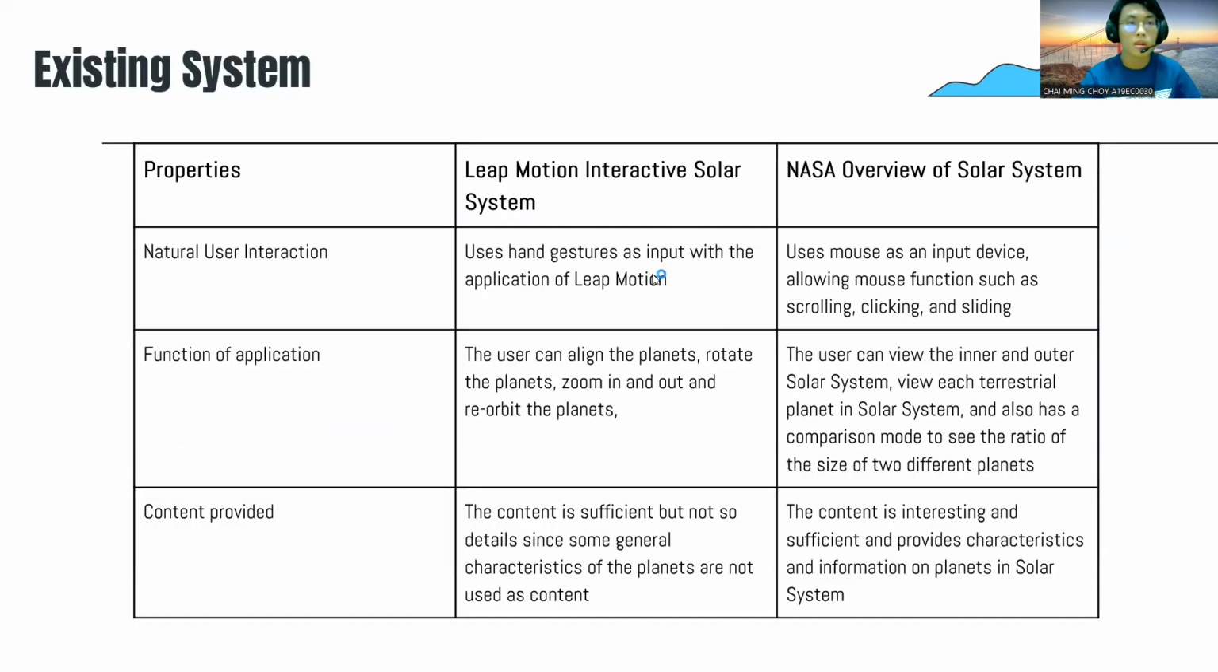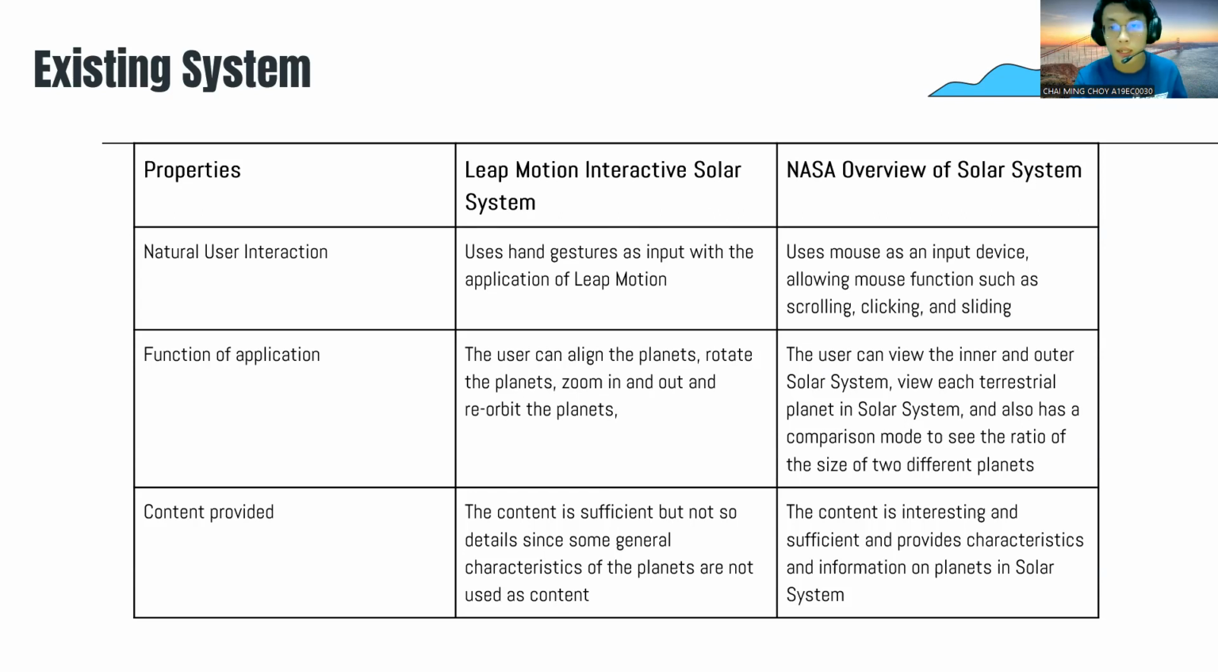So I've made some comparison on the existing systems, which are the Leap Motion Interactive Solar System and NASA Overview Solar System. In terms of NUI, the first existing system uses hand gesture as input, while the second one uses a mouse as the input device. For the function of the application, in the first existing system the user can align the planet, rotate the planet, zoom in and out, and reorbit the planet.